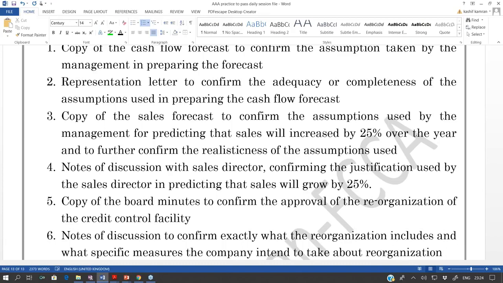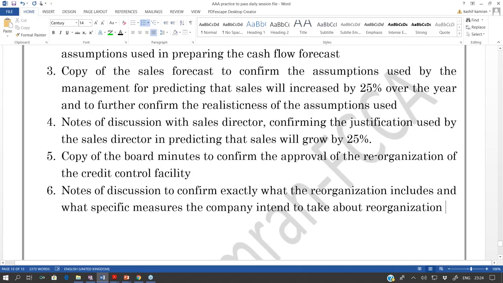See, I reached 6. So management wants to reorganize. That's a very vague statement. So should I first see the approval of the reorganization, and then take the further details about the reorganization by having a discussion about what exactly the reorganization includes?